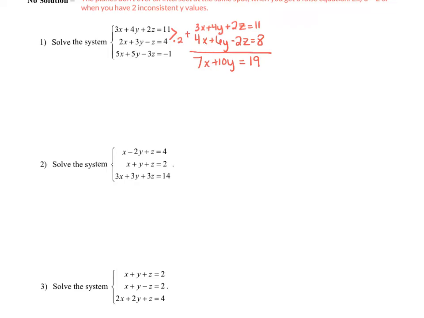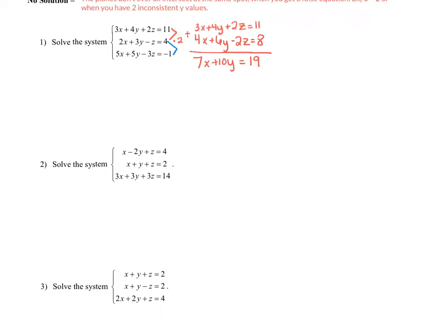Now, I would like to have a second equation where I also eliminate z. So now I'm going to look at my second equation and my third equation. In my third equation, I have a negative 3z. And in my second equation, again, I have that negative z. So now when I add those two together, I want z to also eliminate.